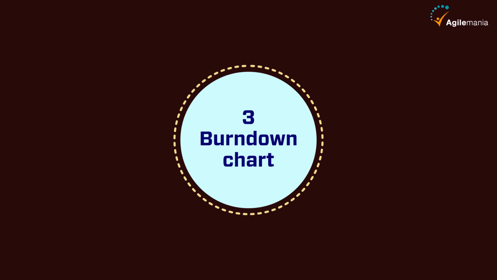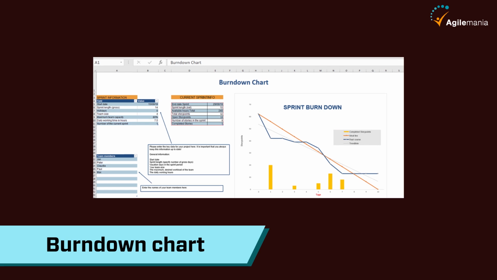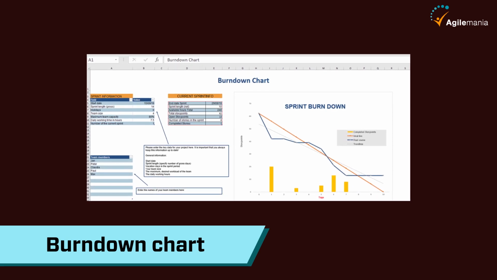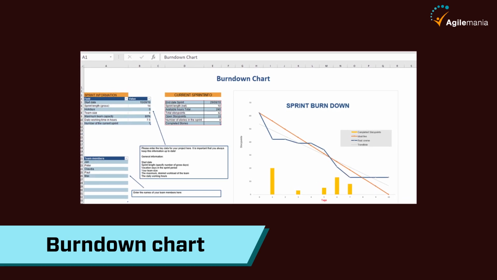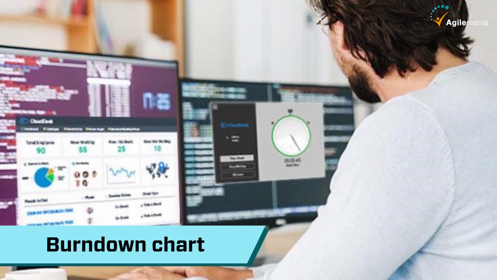The last tool is a Burndown Chart. A Burndown Chart is a graphical representation of the amount of work that you have completed and the amount of work that you have left in each iteration. A Burndown Chart helps you to monitor the pace and quality of your work, as well as to adjust your plan if necessary.